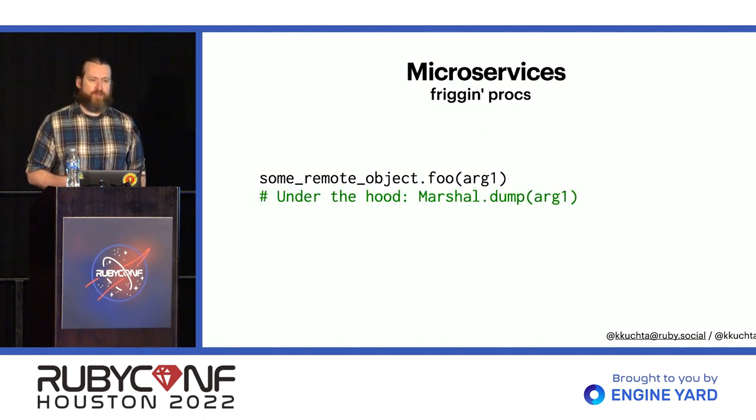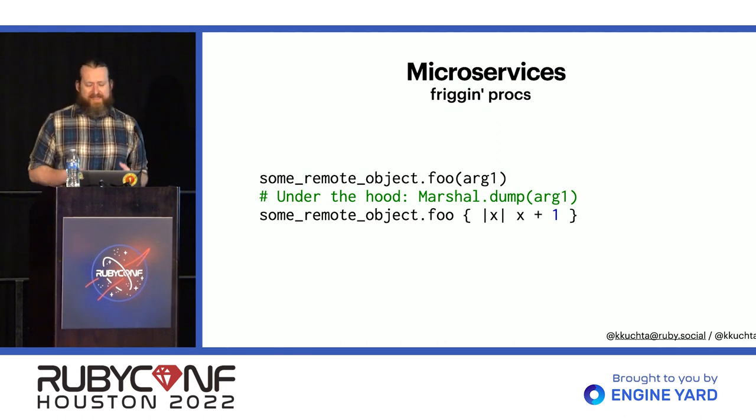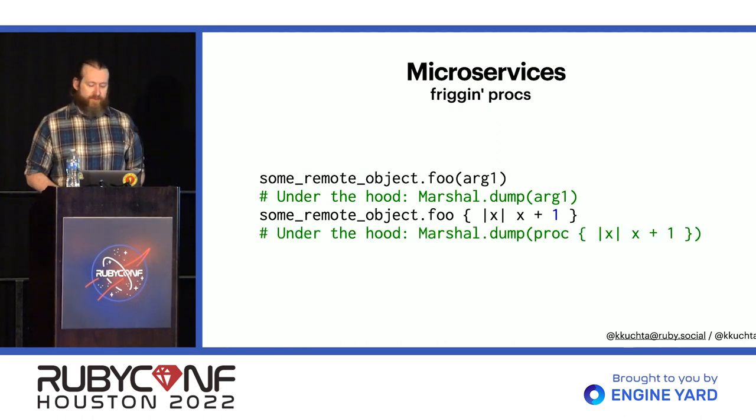To do that, it calls marshal.dump, which we'll look at in a minute, with that argument. If you call a method on a remote object that takes a block, well, a block is just a fancy kind of argument. And so dRuby will just try to dump that as a proc.